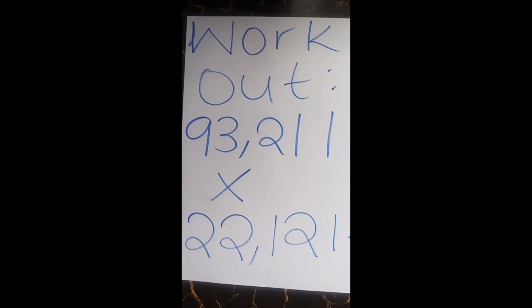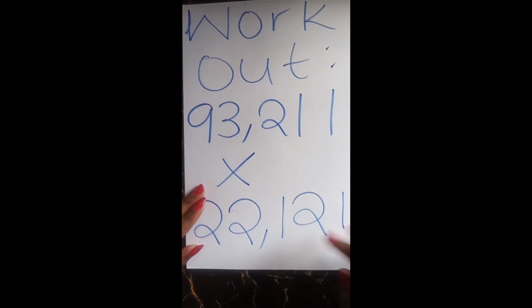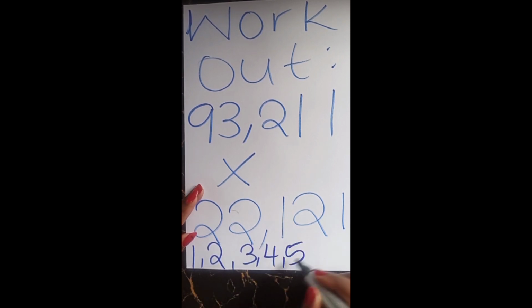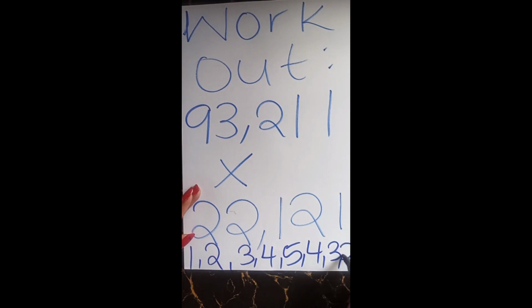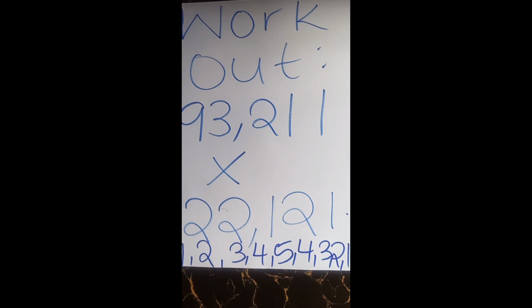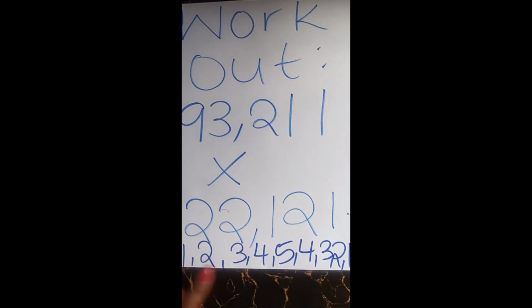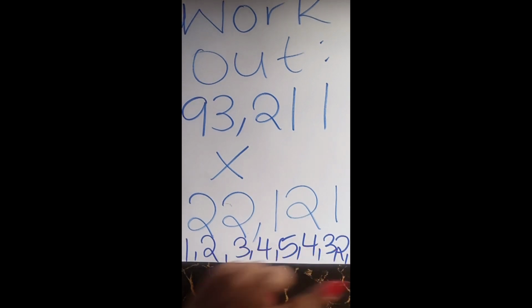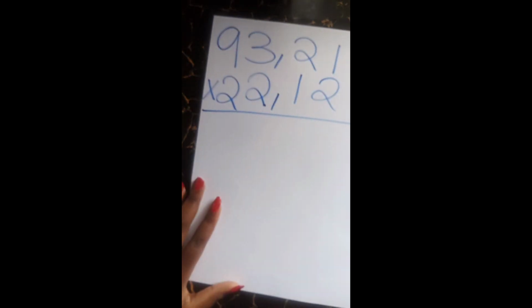Okay? Yes. So, remember that the order we are following is 1, 2, 3, 4, 5, 4, 3, 2, and 1. Okay, so this is basically the order we are following. So that means that we leave 7 spaces after we multiply the first digits. Okay, we leave 7 spaces. 1, 2, 3, 4, 5, 6, 7. Are we together? Yes. So let's do that.